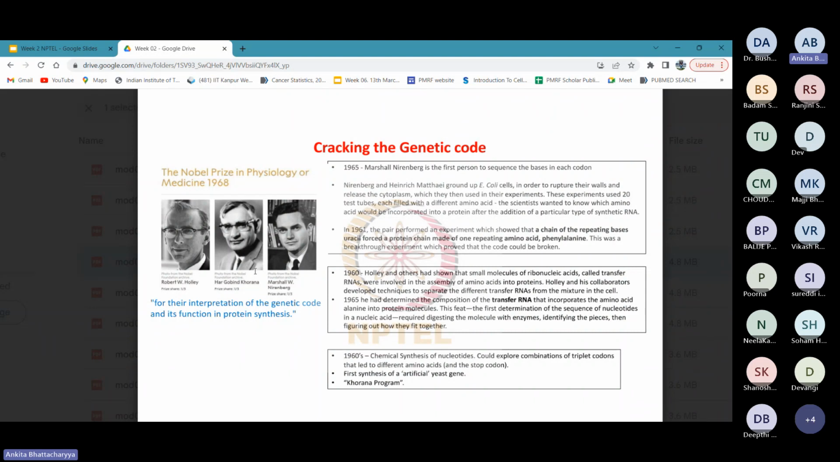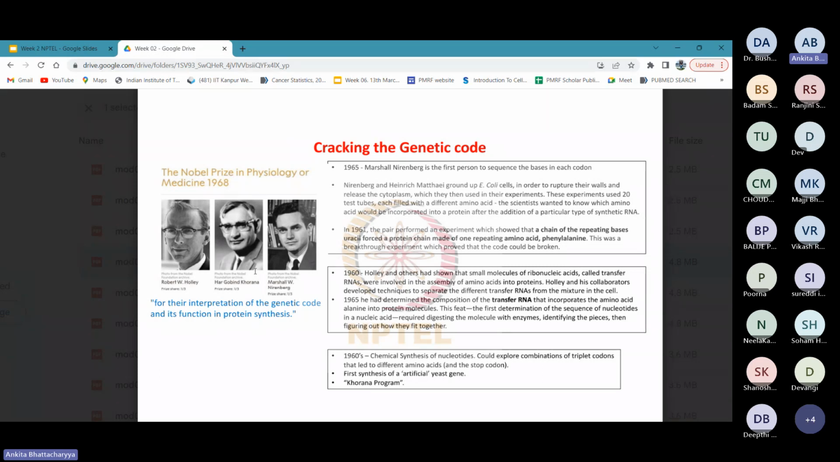So they basically used E. coli cells, and they made combinations where they chemically synthesized poly A, poly U, poly G, and poly C. They started off with something as simple as that, and always the landmark experiment for the same is using phenylalanine.